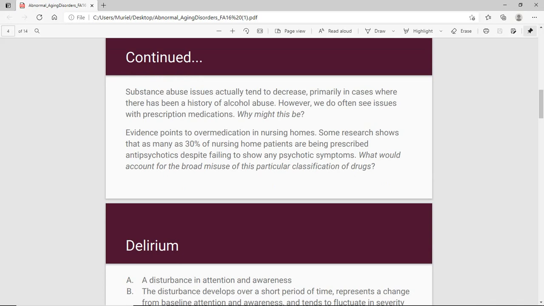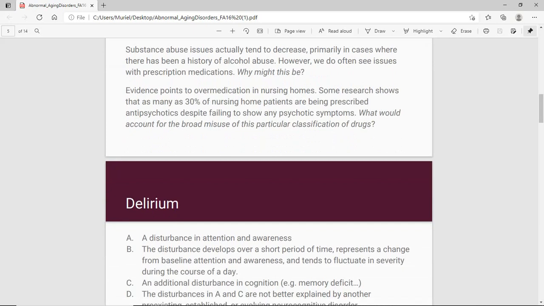However, we do often see issues with prescription medications. Why might this be? Evidence points to over-medication in nursing homes. Some research shows that as many as 30% of nursing home patients are being prescribed antipsychotics despite failing to show any psychotic symptoms. What would account for the broad misuse of this particular classification of drug?